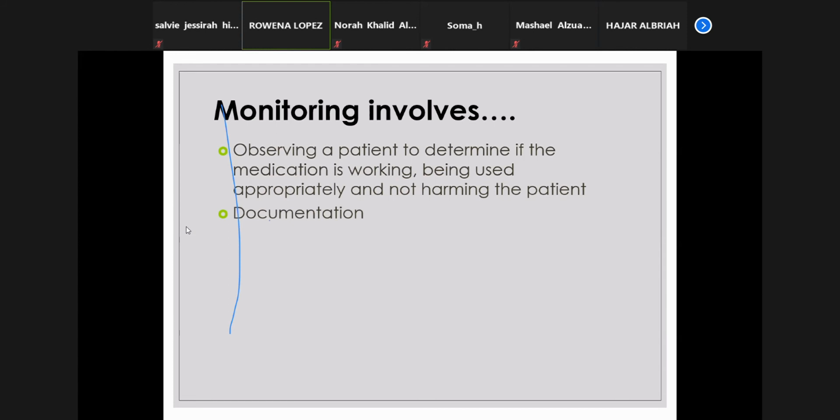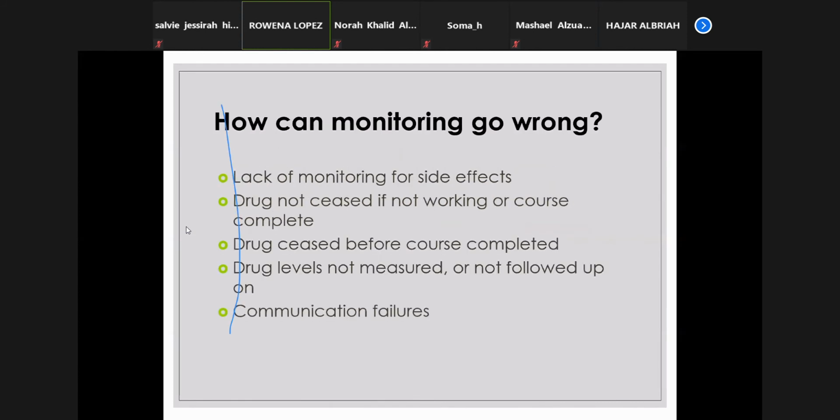So monitoring involves observing a patient to determine if the medication is working, being used appropriately, and not harming the patient. And again, it's repeating documentation. So how can monitoring go wrong? Monitoring can go wrong if there is lack of monitoring for side effects. That's why when you are encountering a medication which is the first time for you to medicate, there is drug literature, right? So please take a look at it.